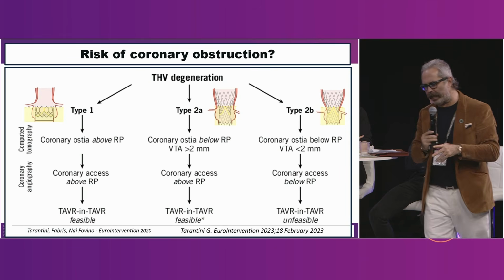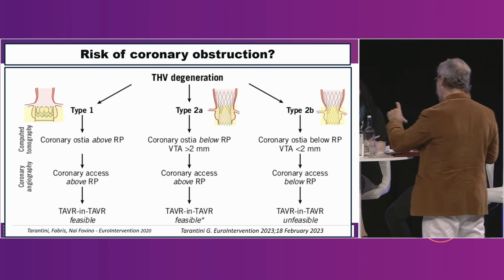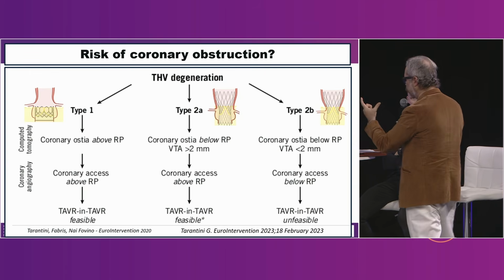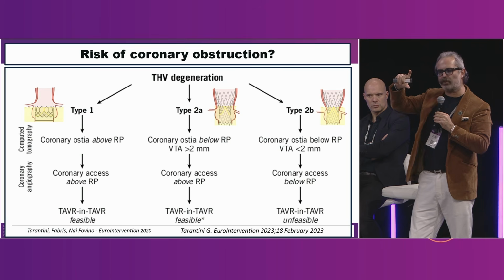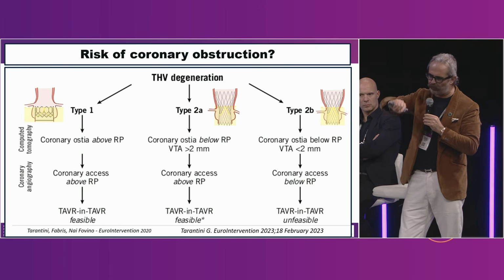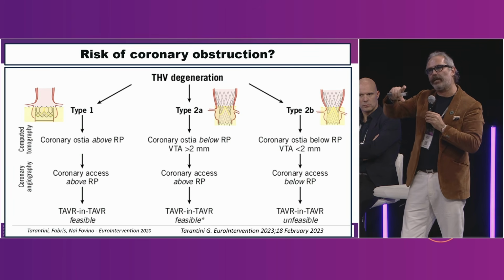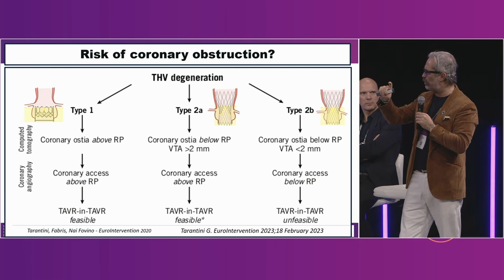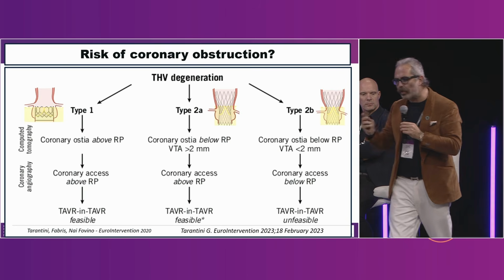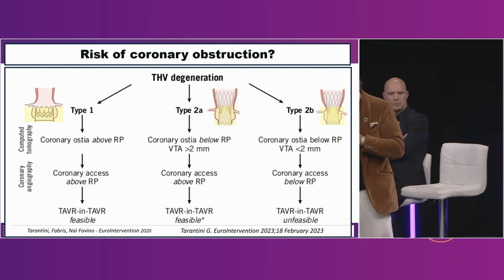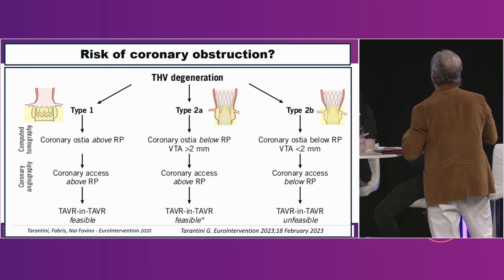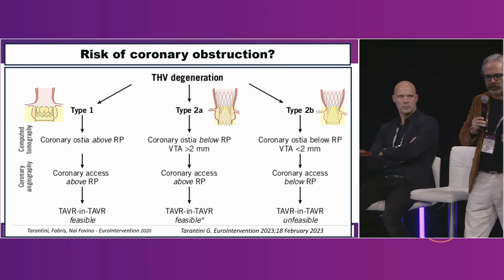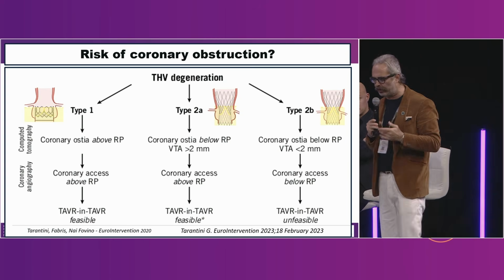Second type, 2A, is when you have a tall frame that is also oriented, but actually you have to consider that in this case, the neoskirt that you create with a second valve is maybe as tall as 30 millimeters. So what matters is the width of the ascending aorta. If the VTA is large, actually, a TAV-in-TAV is feasible when we consider the coronary access.